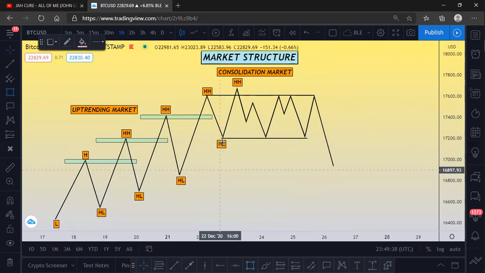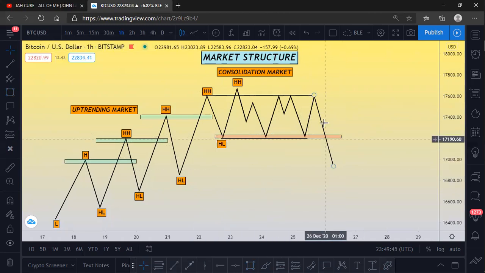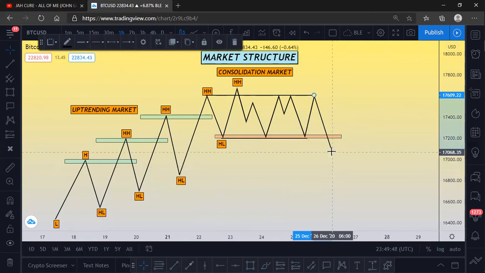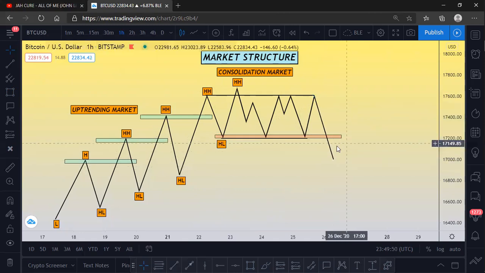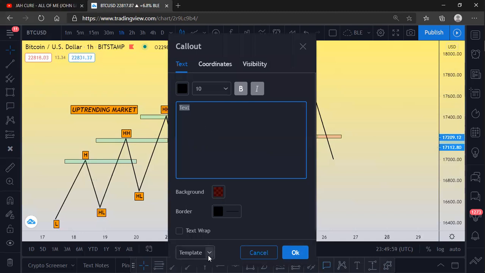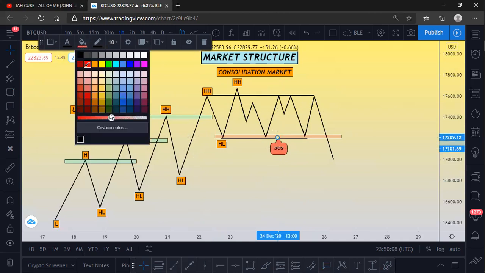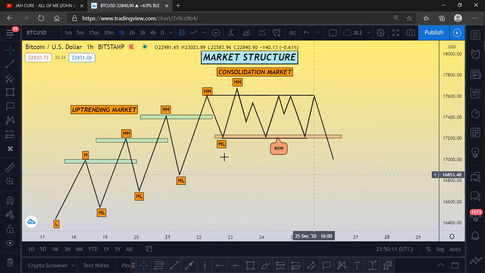So let me highlight this and this. We had structure here that price broke and closed. Let's say price closed somewhere here. So now this is a break in structure. Okay, I think I have my breaking structure. So let me just make this red. All right, good. So now I have a breaking structure.